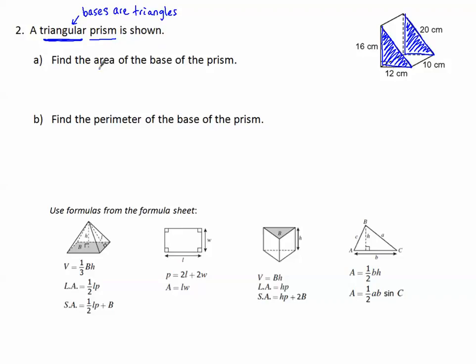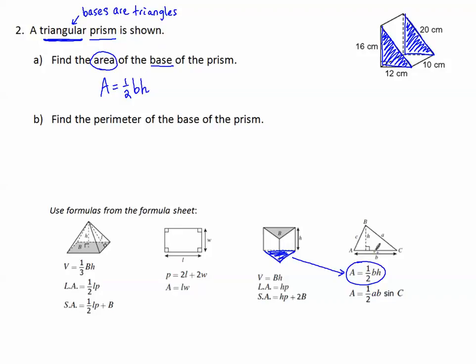A, find the area of the base of the prism. So again, the base is a triangle. So I'm going to look to my formulas from my formula sheet. You have this in your notes. And the base, which is a triangle, the area for a triangle right there. So I'm going to say area equals 1/2 lowercase b times lowercase h.